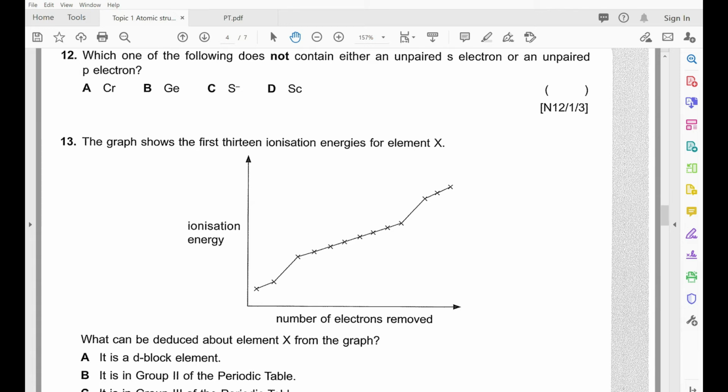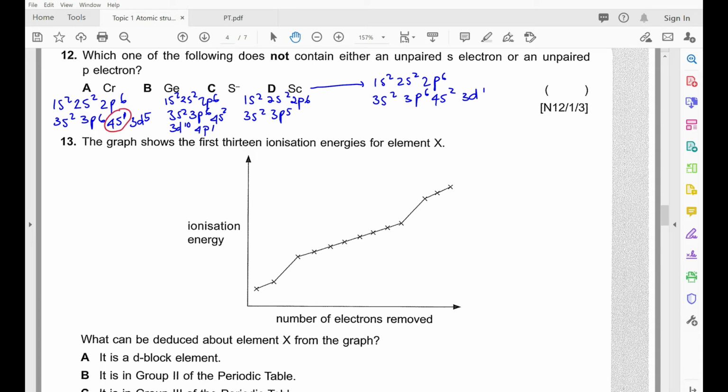Which of the following does not contain either an unpaired s electron or an unpaired p electron? So write down all the configurations. Okay, this has an unpaired s, an unpaired p, and then this subshell has an unpaired electron: 1, 2, 3, 4, 5. So this is unpaired, whereas in this one, the s is full and the p's are full. So the answer is D.